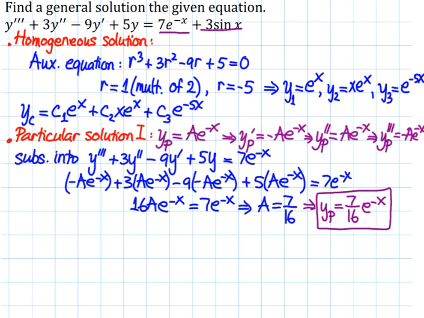The second particular solution will be a little bit more complicated because we have two functions. So particular solution 2. This time we will guess for 3 sine x. So for the particular solution, I will use Q instead, and we will have a cosine x plus b sine x.